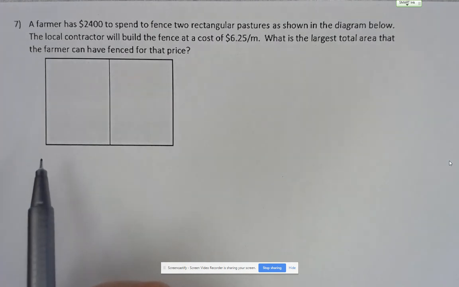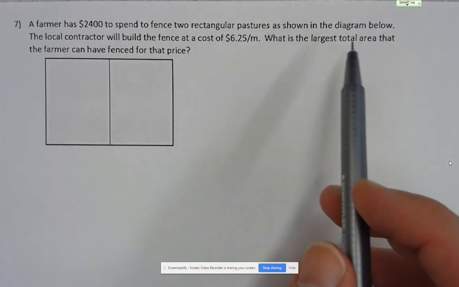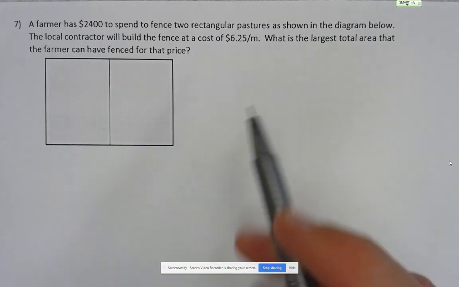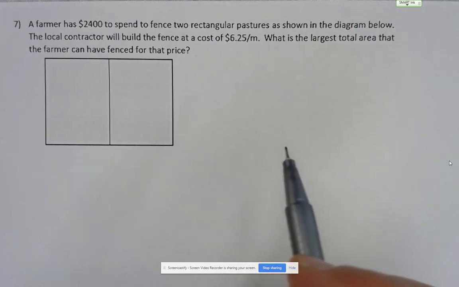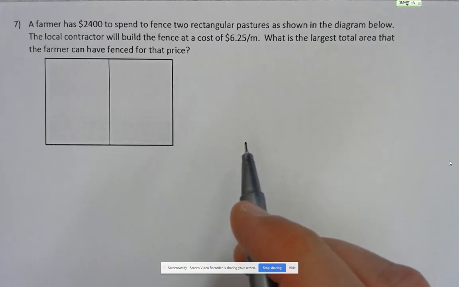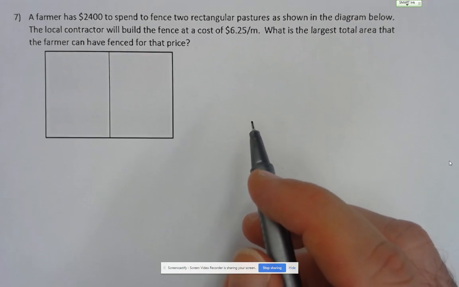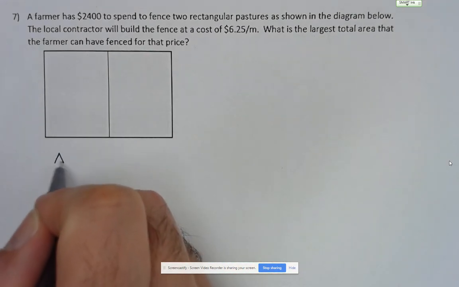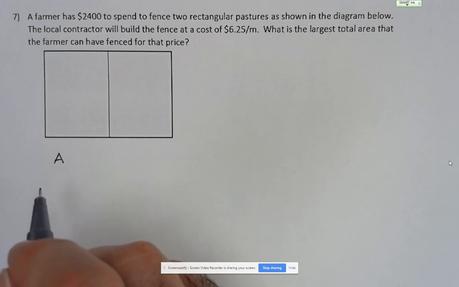price. All right. So what I'm trying to maximize, so the first thing I notice is the word largest, meaning I'm looking for a maximum value. So it's an optimization question. In other words, I'll be working with the vertex. Presumably, I'll be working with a quadratic function.